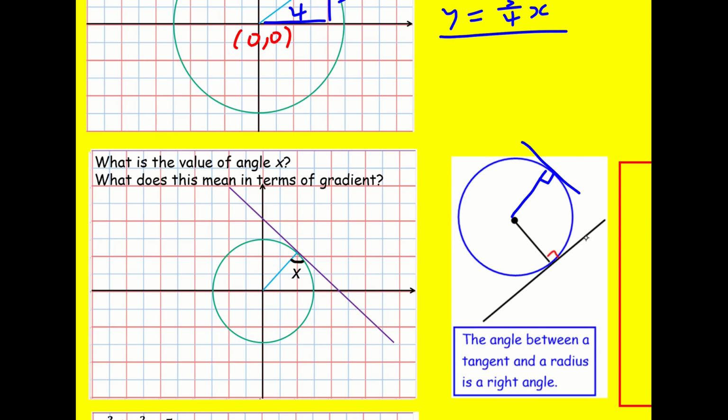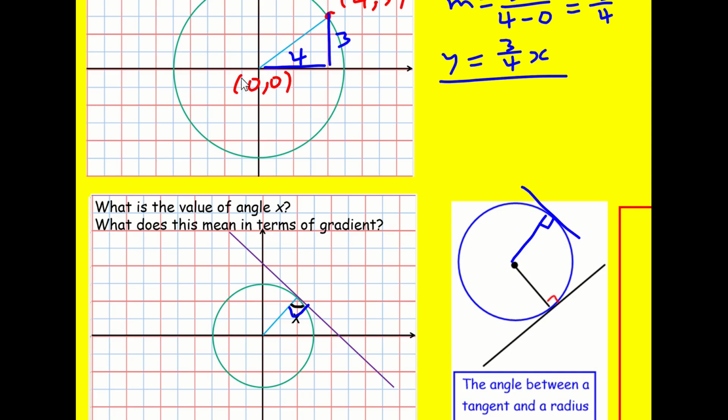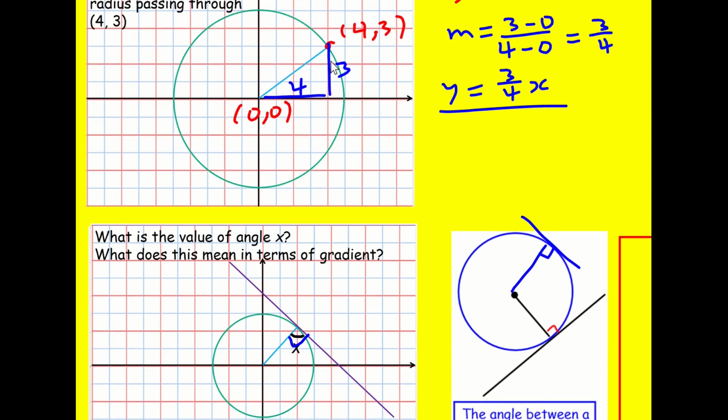So something to be aware of is that the tangent and the line that meets it from the radius, this normal, is always 90 degrees. That is a mathematical fact. I'm not going to prove it. I'm just going to ask you to trust me, it looks like it is in this case, but it always is. So we're able to find the gradient of the radius or the normal.